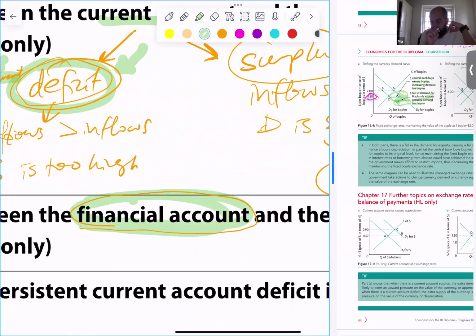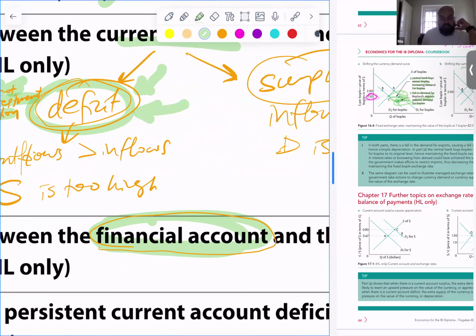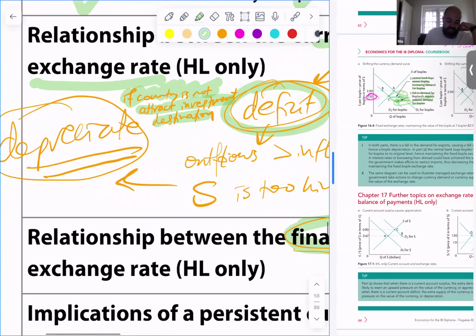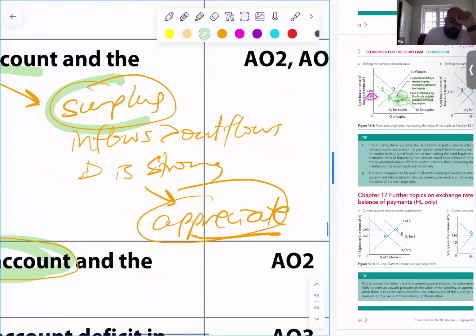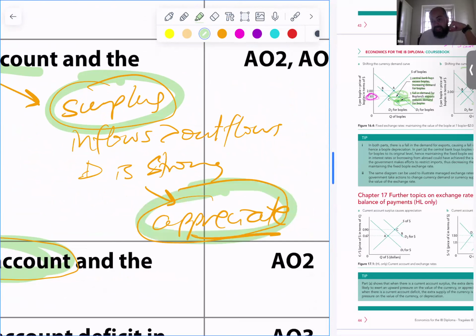Okay, so if there's a deficit on the current account and your country is attracting a lot of foreign investment, that might prevent the currency from depreciating or sometimes even cause your currency to appreciate because it's such an attractive investment for foreign investors. Okay, so again, remember, if there's a surplus in your current account, that puts pressure on the currency to appreciate unless your country is investing a lot overseas.